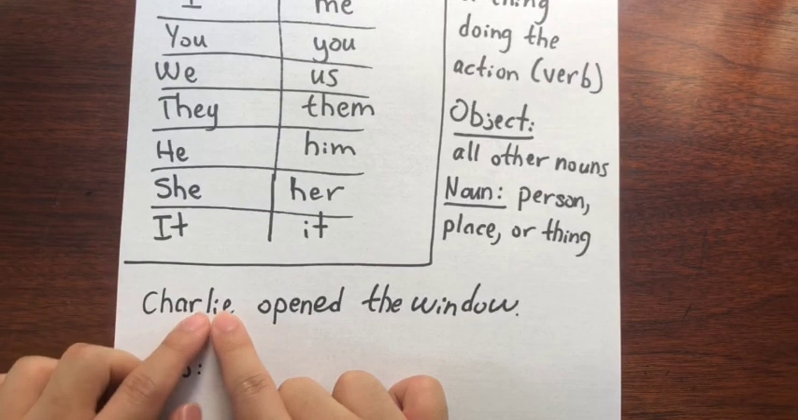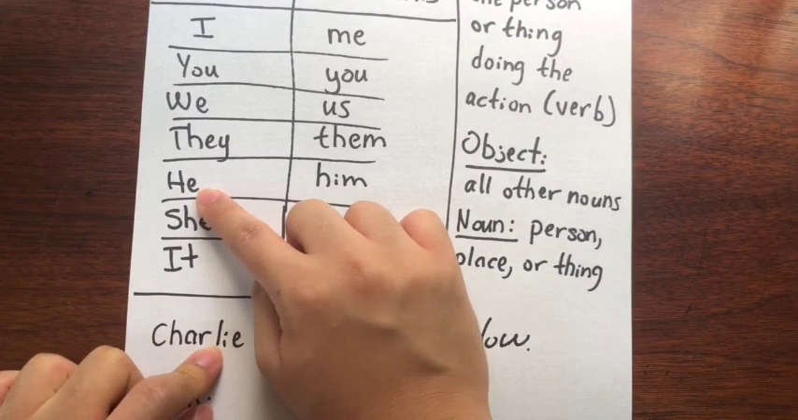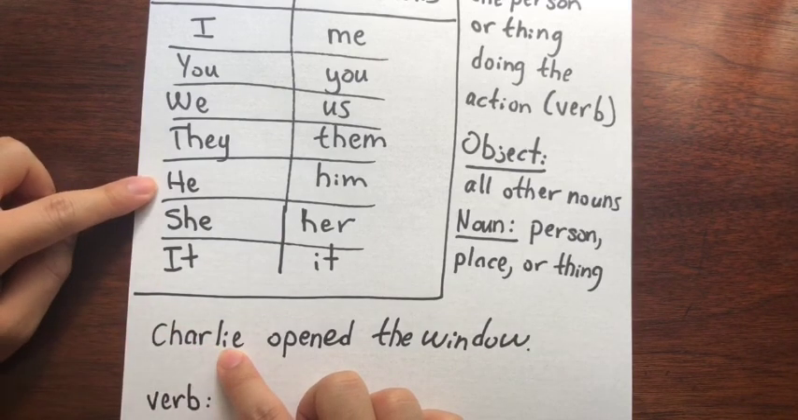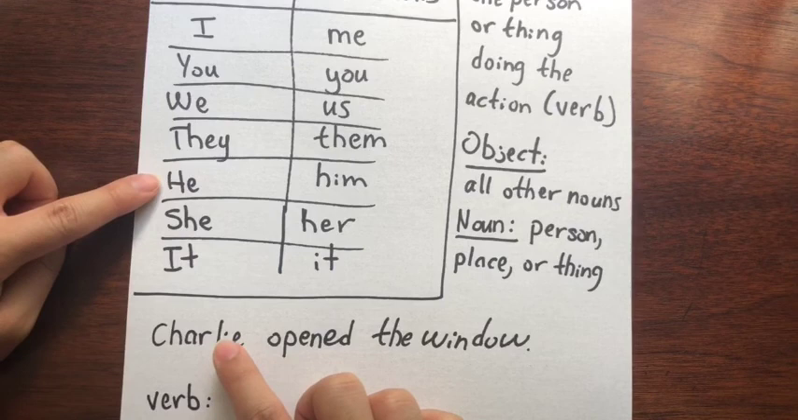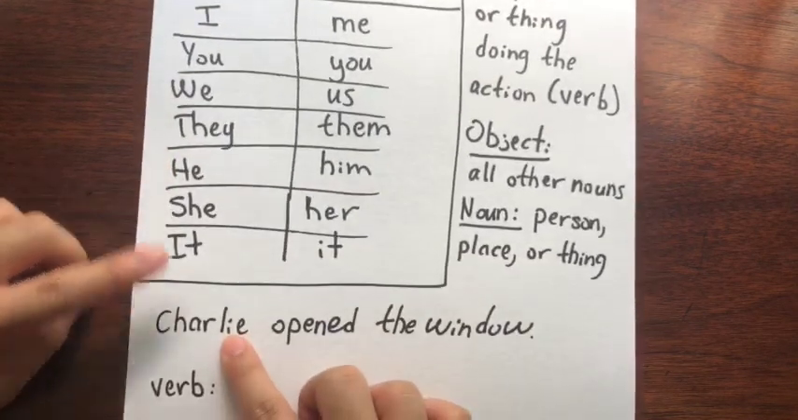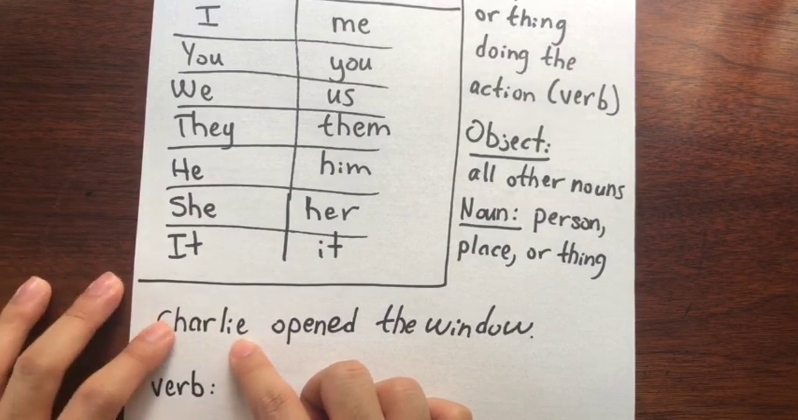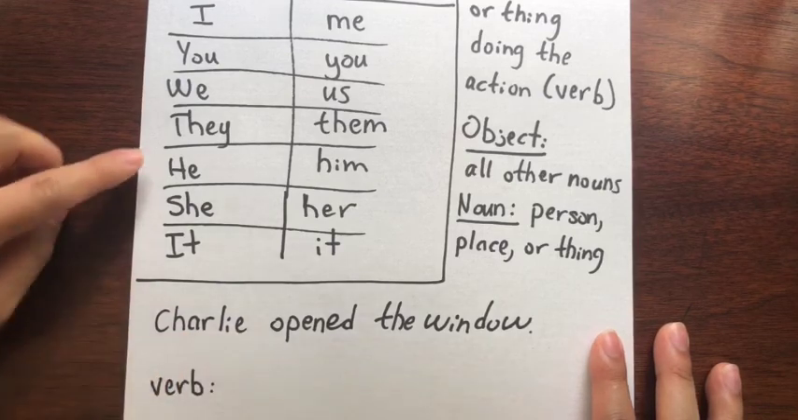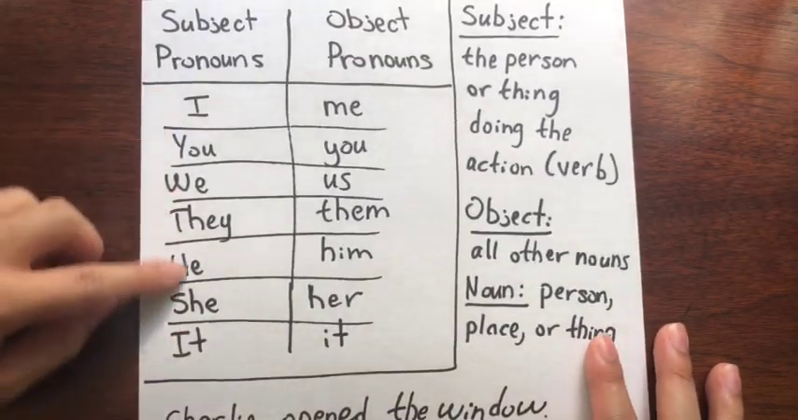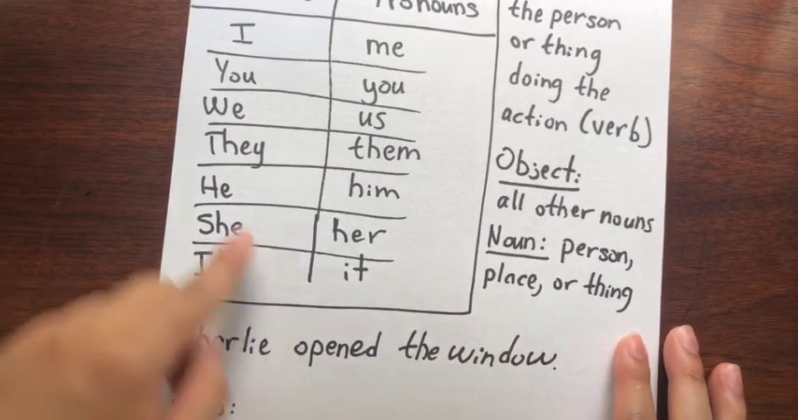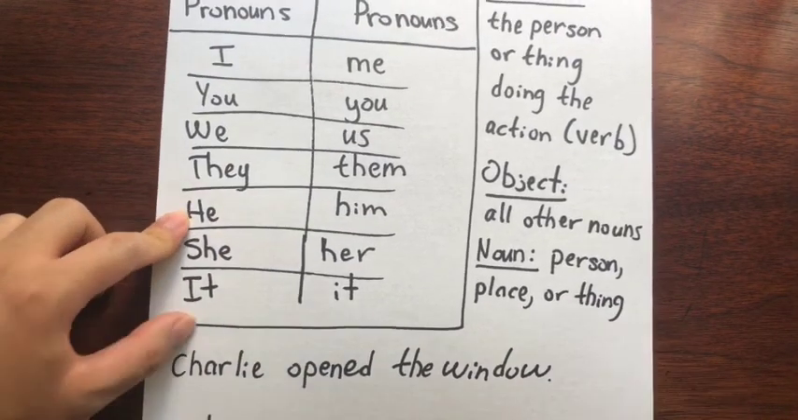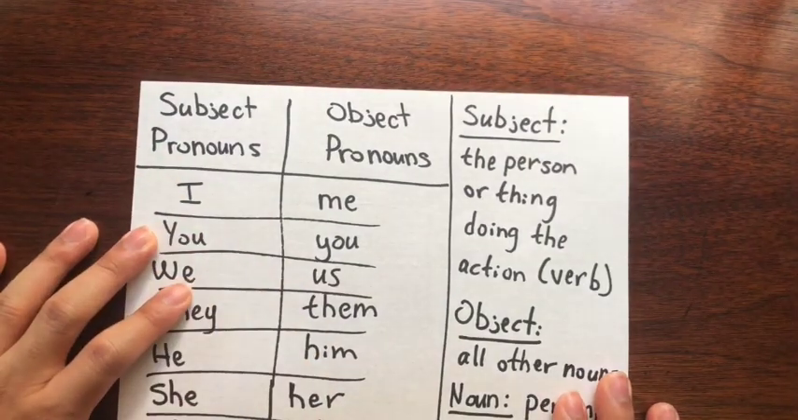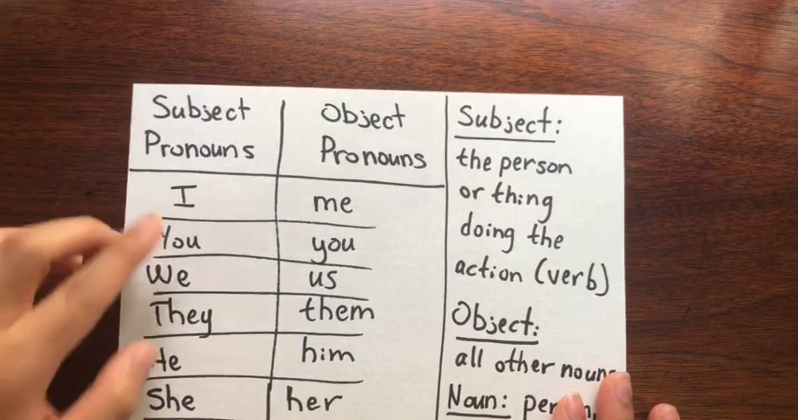But sometimes in some sentences, I can replace Charlie with he because I don't want to say Charlie all the time. I can say Charlie goes to work. He opens the door. He drives the car to work. So we can use pronouns to replace names because sometimes we don't want to say Charlie, Charlie, Charlie. It's a lot of Charlies. Who opened the window? He opened the window. So that is what a pronoun is. We use pronouns to replace names because sometimes we get tired of saying names. There's a lot of names. So we just use pronouns.